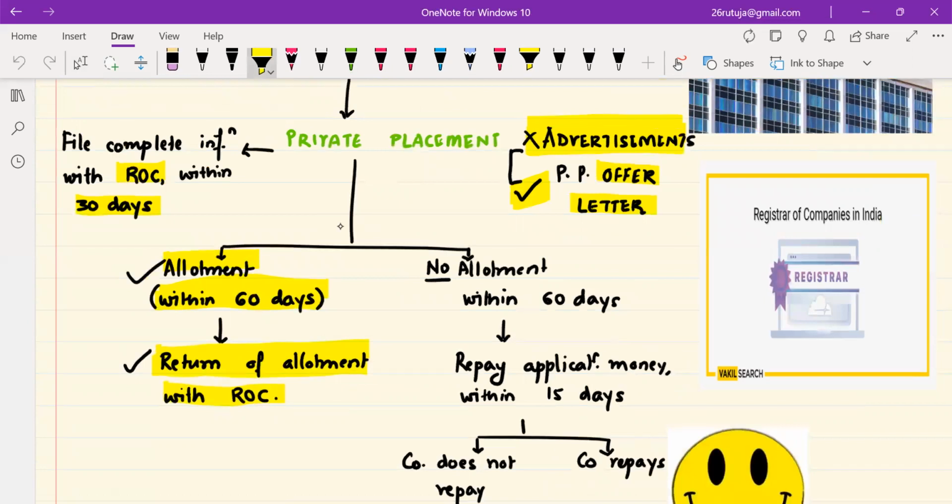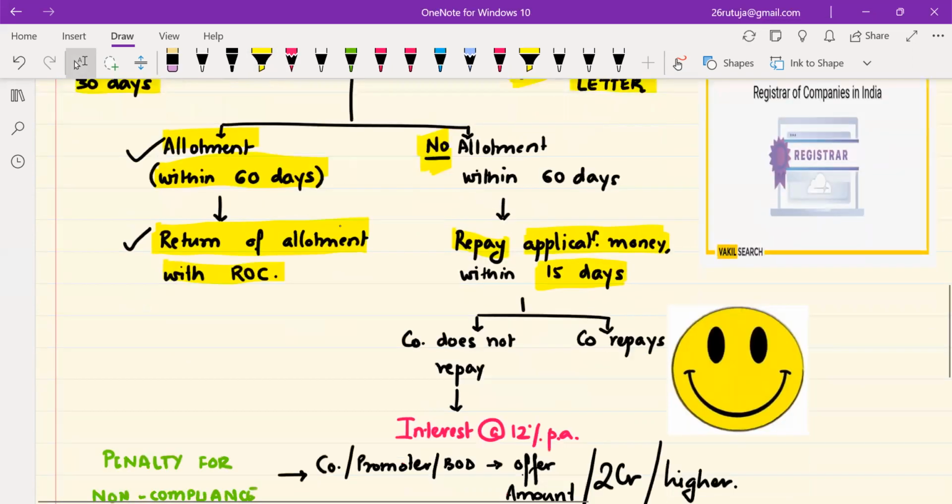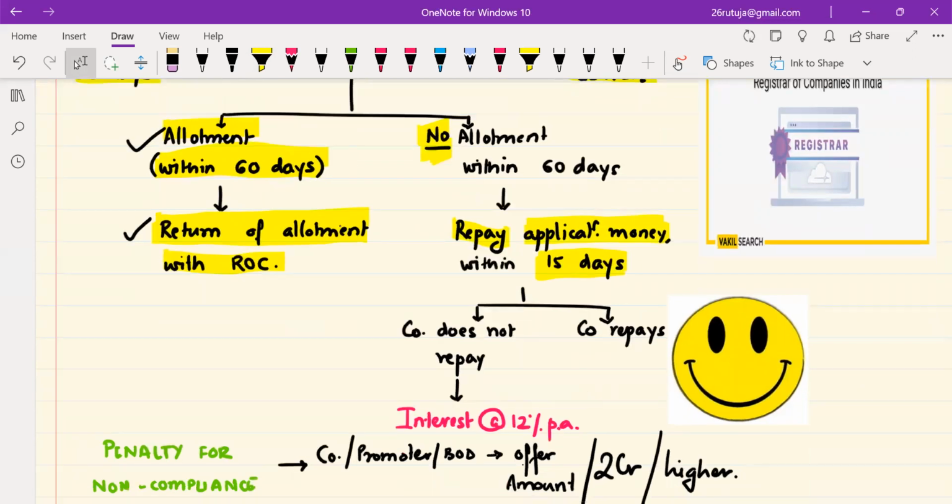But if the company does not go for allotment within 60 days, if it does not make allotment of securities within 60 days, then it shall repay the application money which it had received within 15 days. Ultimately, that money belongs to the investors. So if you're not going for allotment, you should at least repay the application money within 15 days. If the company repays it within 15 days, it's a good situation. It is a happy situation for both the investor as well as the company.